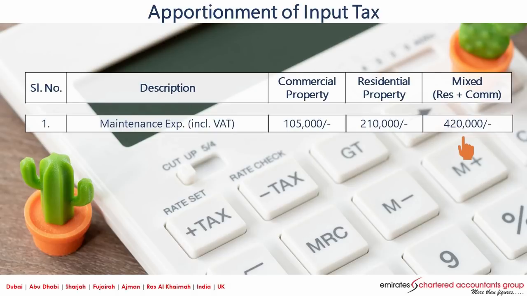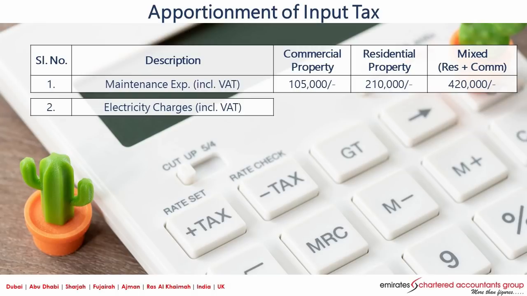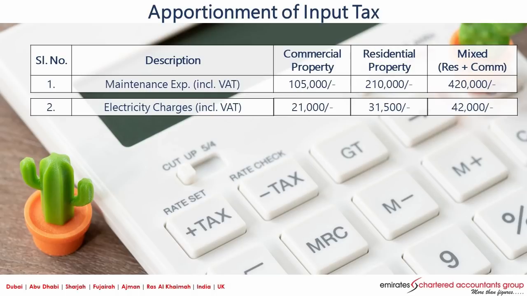The same way, electricity charges: 21,000 including taxes is related to commercial property, 31,500 is related to residential property, and 42,000 is for the common area. We are not able to segregate between commercial property and residential property.